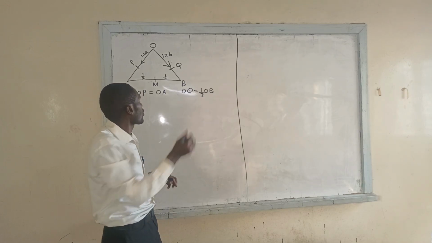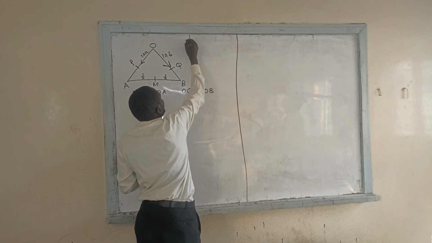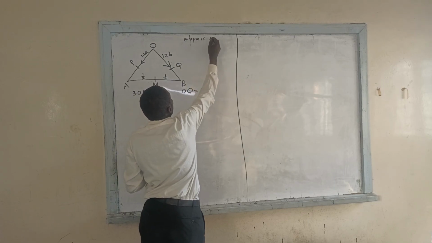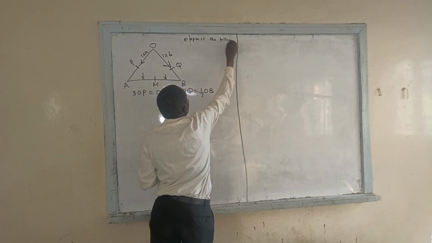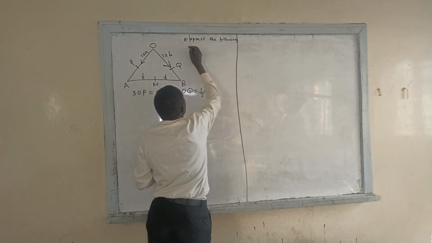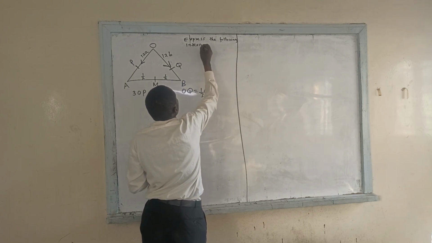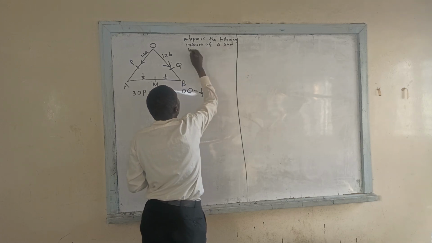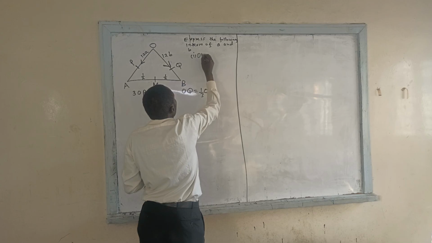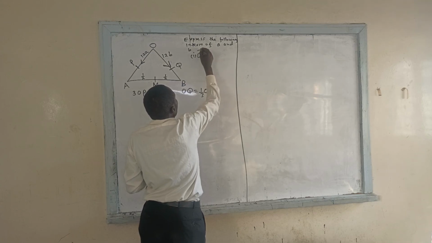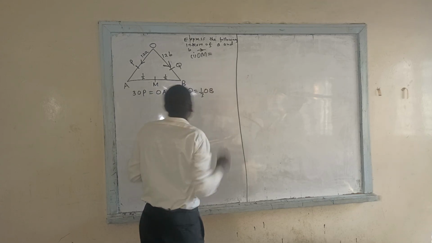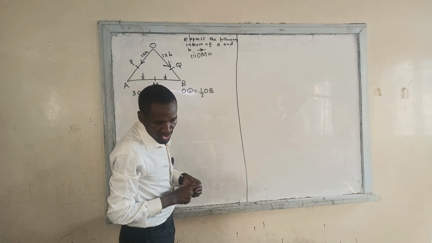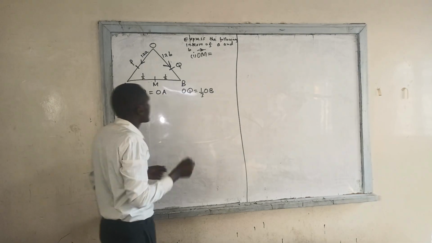The first vector is OM. First vector. So express the following in terms of A and B. And the first one is OM. Vector OM. So express the following vectors in terms of A and B. That is one mark, OM.